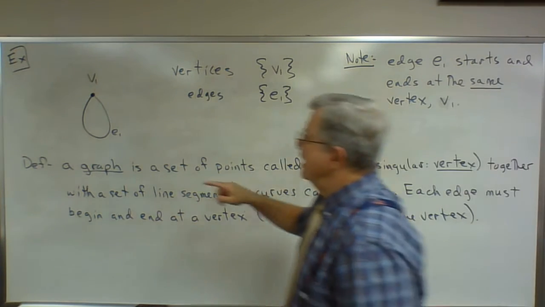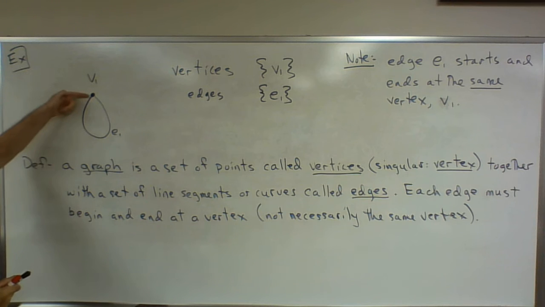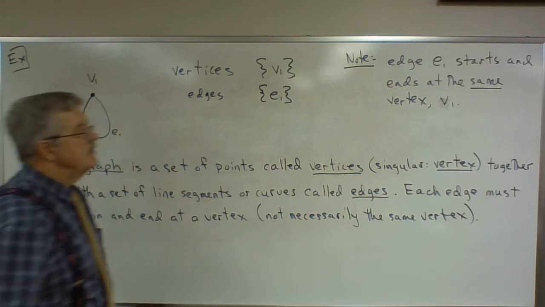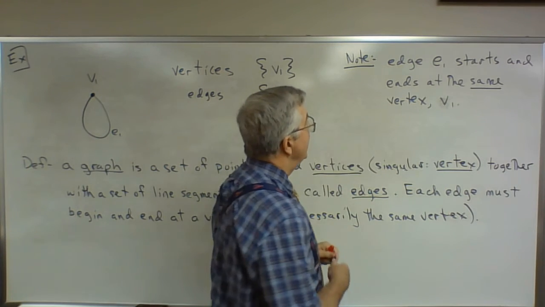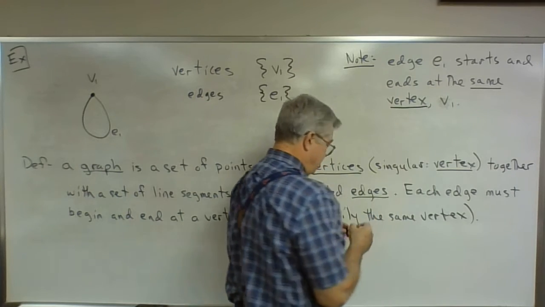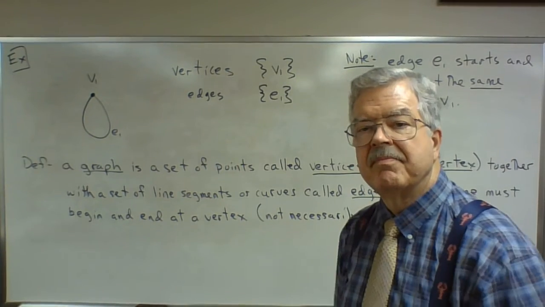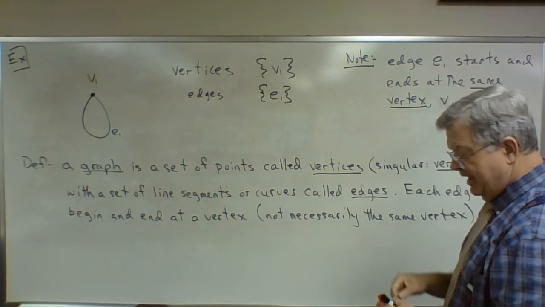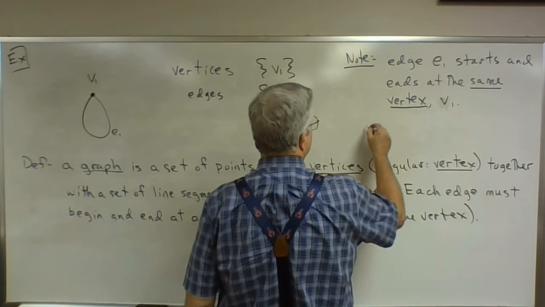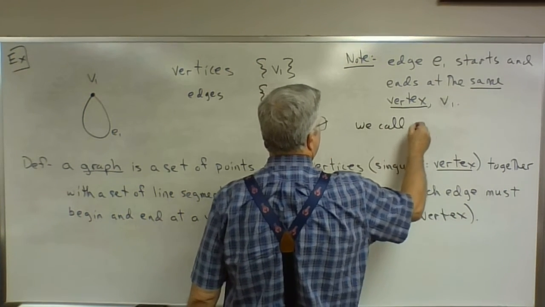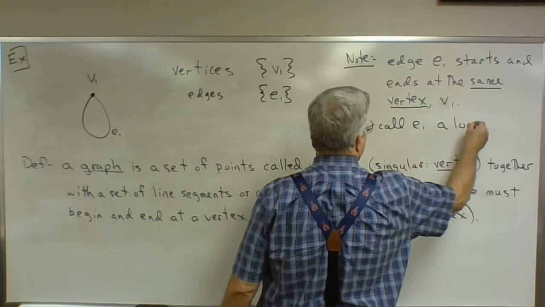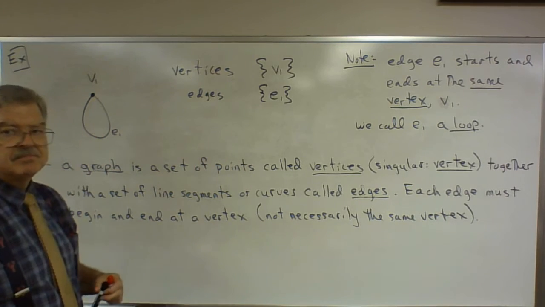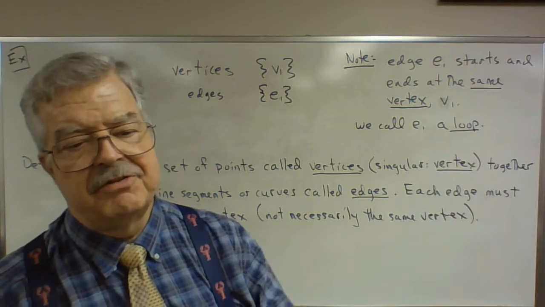The edge E1 starts at vertex V1 and it ends at vertex V1. It starts and ends at the same vertex. Edge E1 starts and ends at the same vertex. So we call E1 a loop. And I'll define that formally in just a minute.